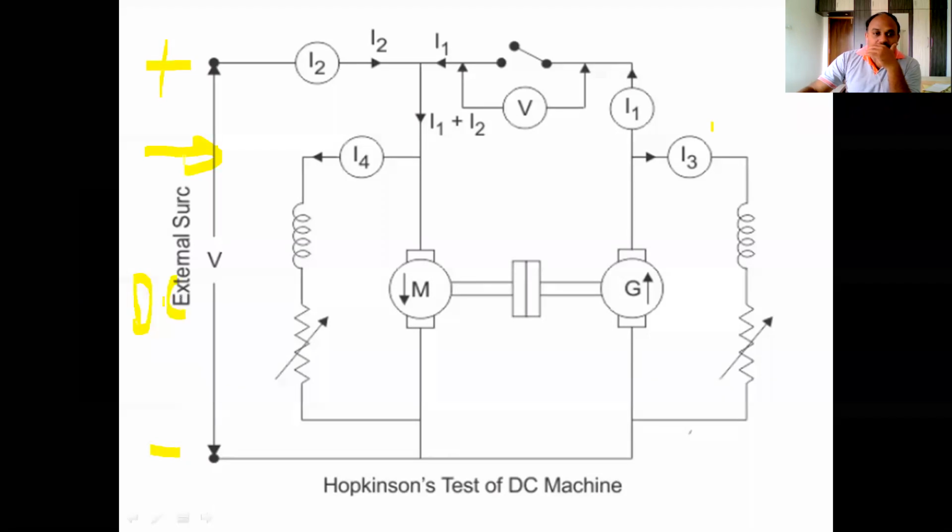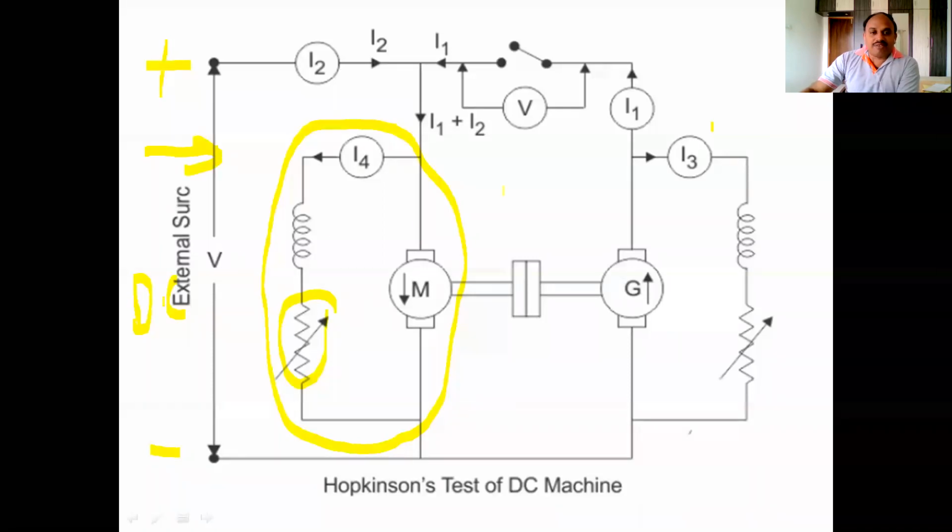First, with the help of this external source, plus and minus, this motor is made to run at its rated speed by varying this field rheostat.